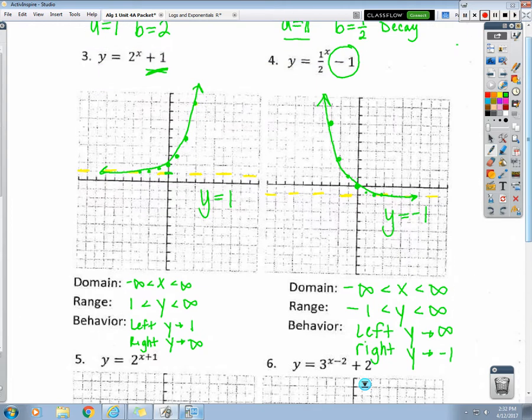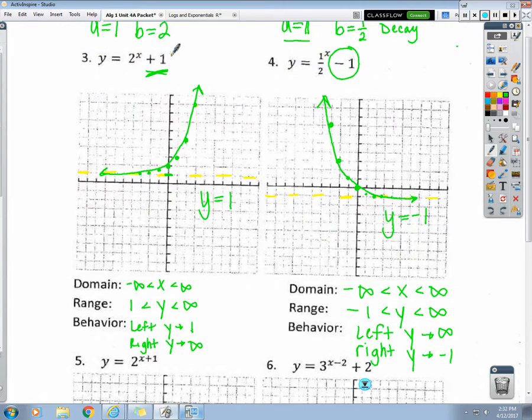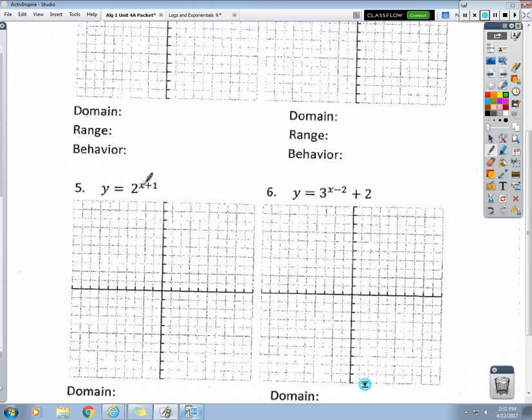Alright, so look up at the board for a second. If this plus 1 moved everything up 1 unit, and this minus 1 moved everything down 1 unit, what do you think's going to happen down here with x plus 1, but the 1's part of the exponent? Left or right? Which one? Left. Remember how the number on the inside with parabolas, it was always opposite of what your common sense would tell you? So this is going to cause it to go left 1. So what's your a value? Your a value, 1. Your b value is 2, which means we're dealing with a growth.